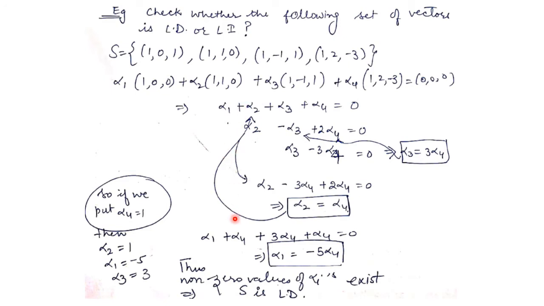So we are given four equations, we are having four unknowns. Simplify these four equations and get the values of alpha i's. Again, in this case, there exist non-zero values of alpha i. So therefore, this set is linearly dependent.